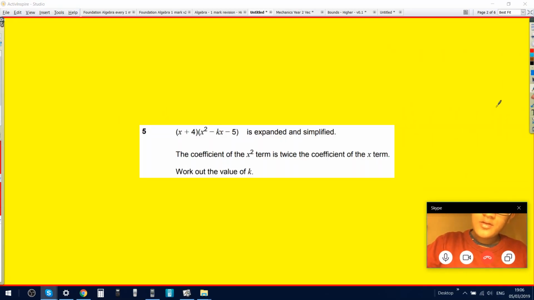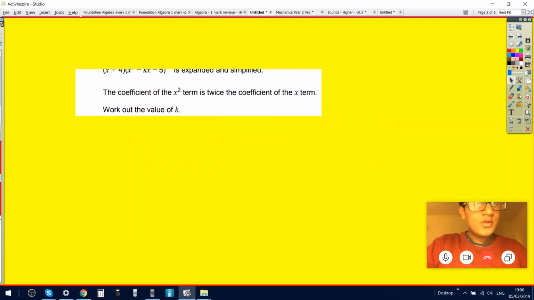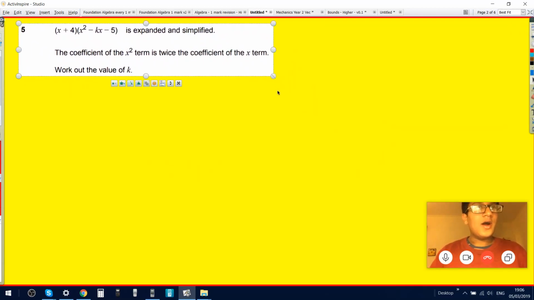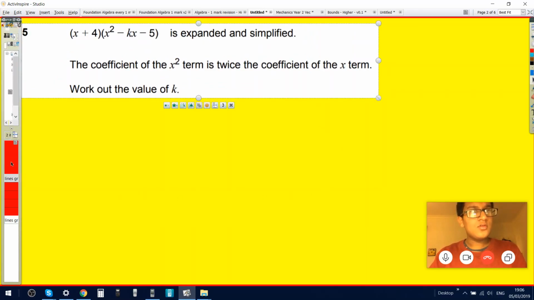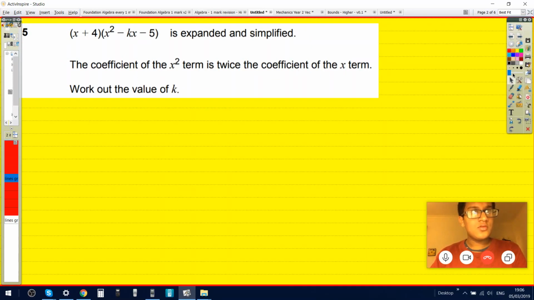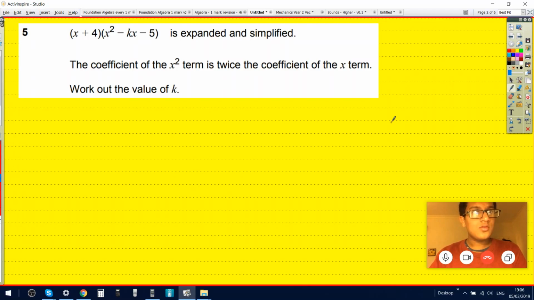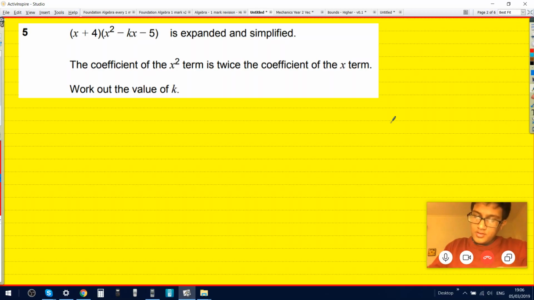This one. Yeah, I couldn't think how I could do that. So it says it's expanded and simplified. Would you know how to expand these brackets? Yeah, okay. And then simplify them.